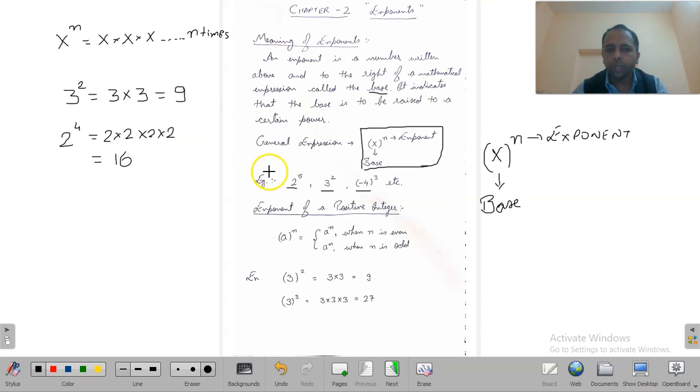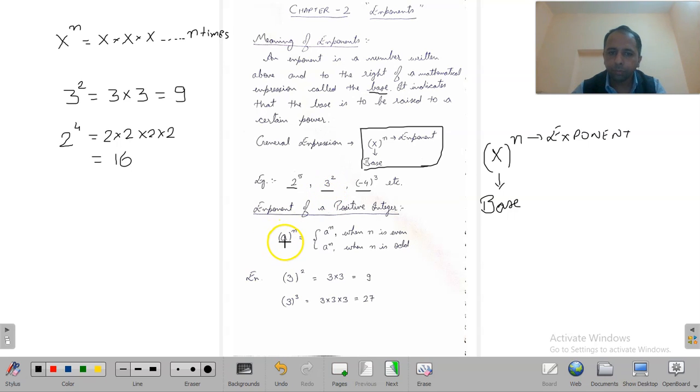Now you can see here that in the first two examples the base value is positive, and in the third example, the base value is negative. So now we will discuss exponent of a positive integer and exponent of a negative integer. The first is exponent of a positive integer. That means the base value is positive, like 2 to the power 5, here 2 is positive, 3 to the power 2, here 3 is a positive value.